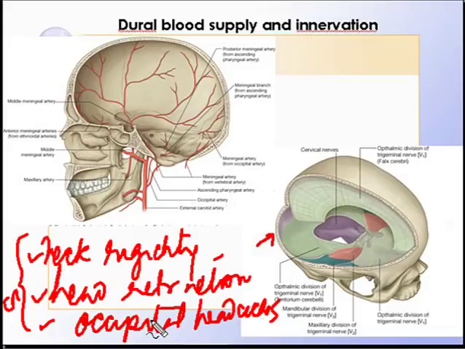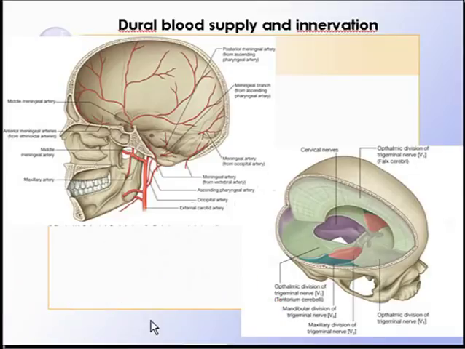So it's very important for you to be able to correlate clinically, if somebody has any problem in the supratentorial part, why they have symptoms which are seen in the frontal and the parietal region, whereas if there's anything happening in the infratentorial part, why the occipital region or the neck region is affected, and that is because of the common nerve supply.